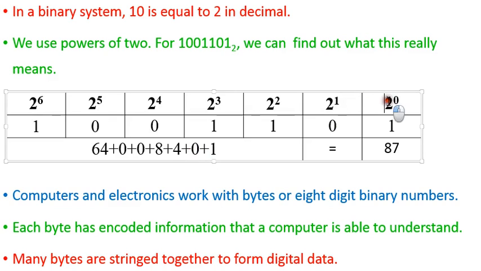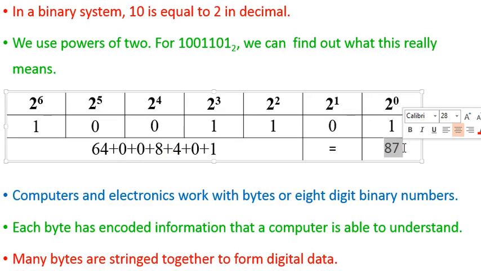And finally, 2 raised to power 0 is 1. We know any number raised to power 0 is 1, and then times 1 will give us 1. Now we'll say 64 plus 8 plus 4 plus 1. If you add all of them, they will give you 87.